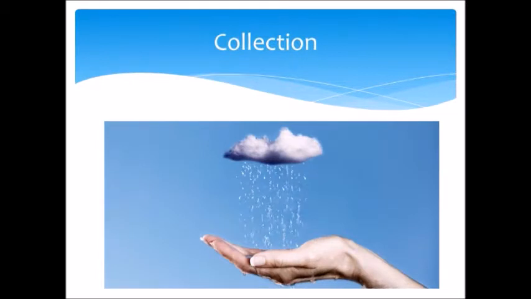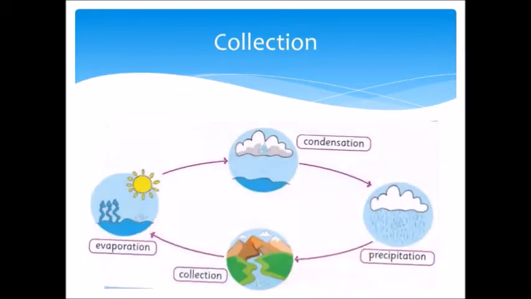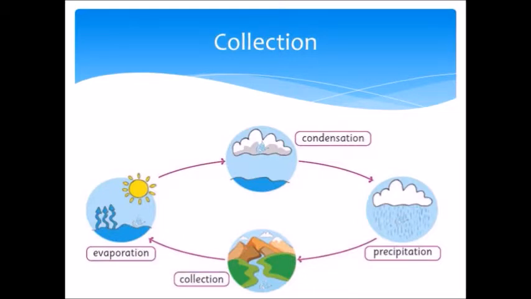Collection. This is when water that falls from the clouds as rain, snow, hail, or sleet collects in the oceans, rivers, lakes, and streams. Oceans and lakes collect water that has fallen. Water evaporates into the sky again, and the cycle continues. The water falling on land collects in rivers and lakes, soil, and layers of rock, and much of it flows back into the oceans, where it will once more evaporate.